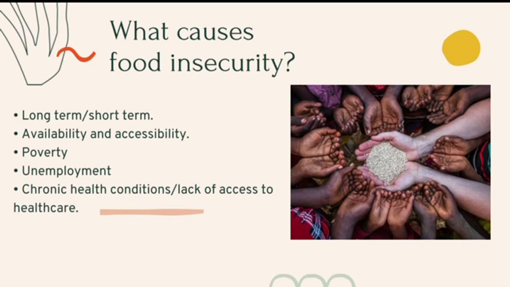Last point is chronic health conditions and lack of access to healthcare. There's a relationship between disability and food insecurity, and it's related to the fact that disabled people are at a higher risk of social exclusion. So they might be at a disadvantage in being provided with education and financial security and employment. And so this could lead them to not have access to the right nutrition. And so this is also a cause of food insecurity.